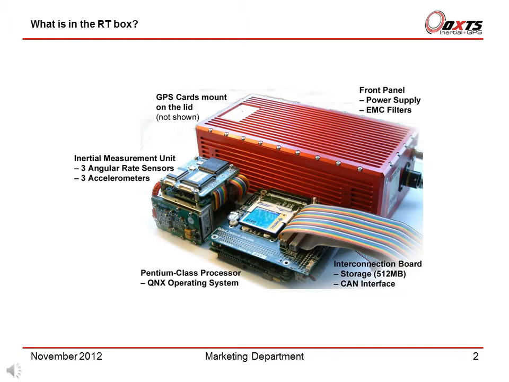Now we should be looking at what is in the RT box. On the left hand side of this picture you will see the inertial measurement unit. As you'll see, the Pentium processor is at the bottom of the right hand corner. The top board contains the connections to the IMU, the front panel power supply, the Pentium processor and two cables to the GPS cards.